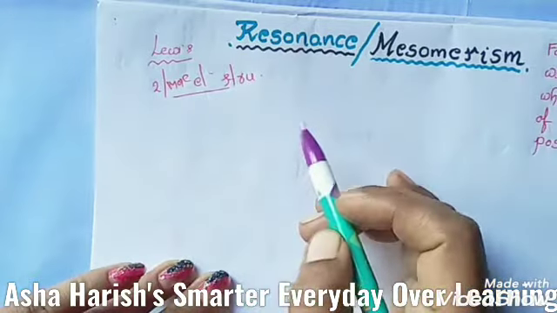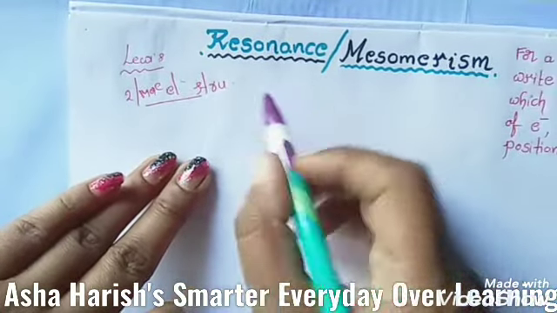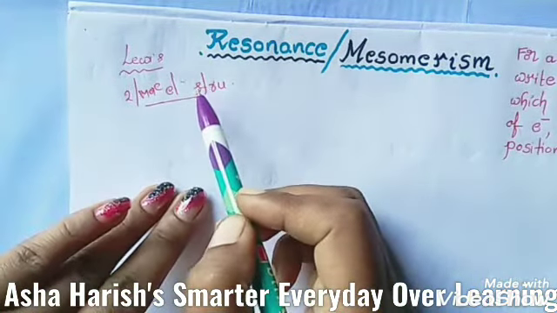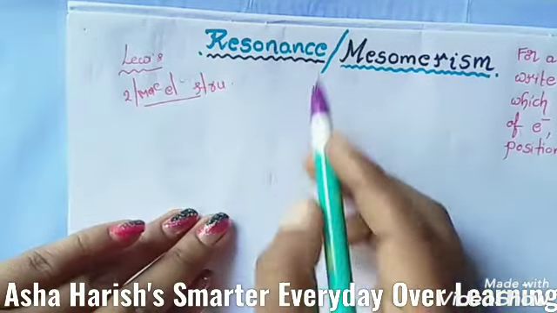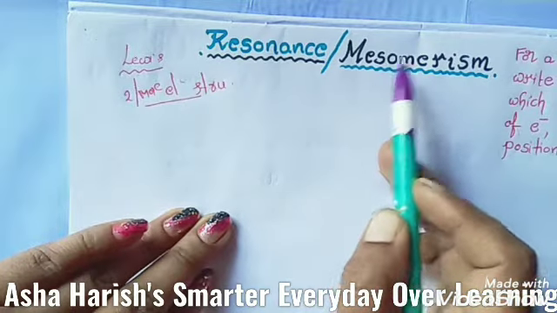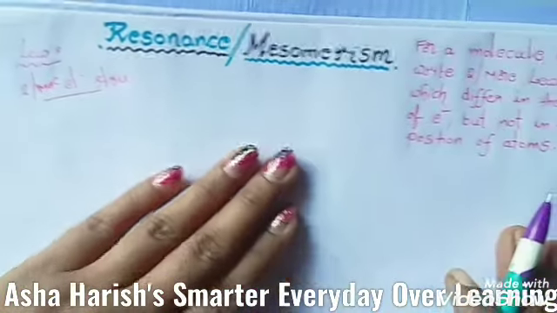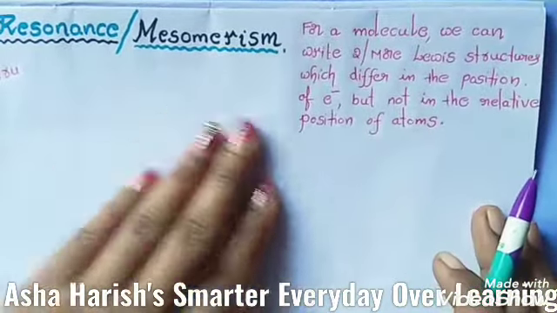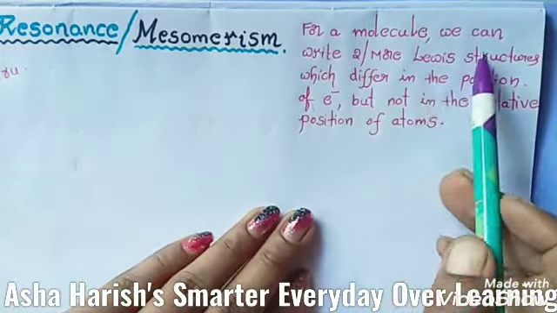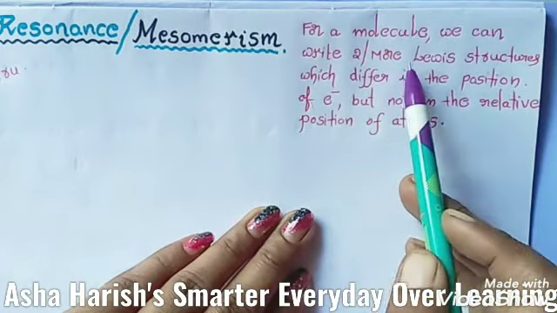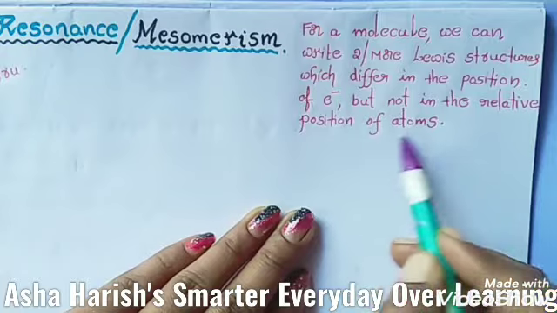The real structure of the molecule lies somewhere in between all these electronic structures, which however can't be represented on paper. Such a molecule is said to exhibit resonance or mesomerism. Thus the phenomenon of resonance is said to occur whenever for a molecule we can write 2 or more Lewis structures which differ in the position of the electrons but not in the relative position of the atoms.